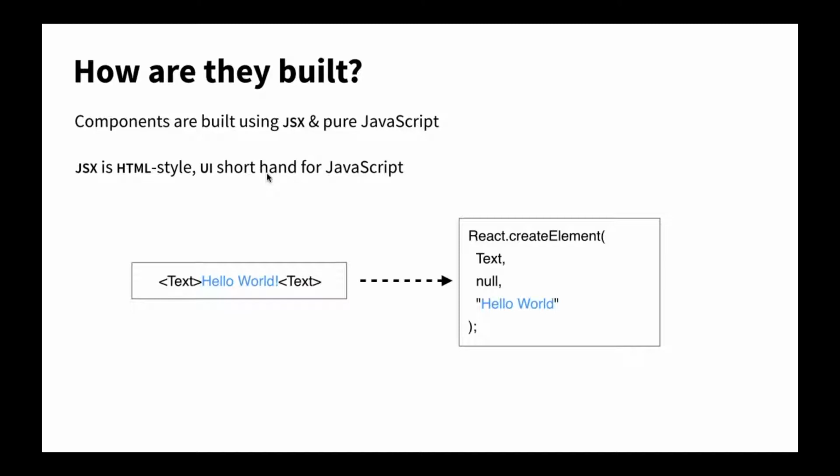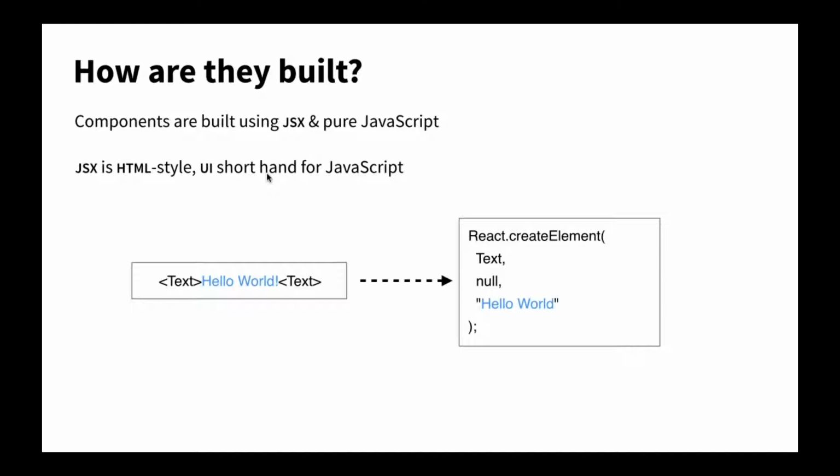Okay, so now we get into the operation essentially of React Native, in the sense of how these components are built. Components are built using what's called JSX and straight pure JavaScript. JSX is a shorthand for JavaScript, which is written very much in a tag-based HTML style, but essentially every JSX command does translate to a JavaScript command underneath it.